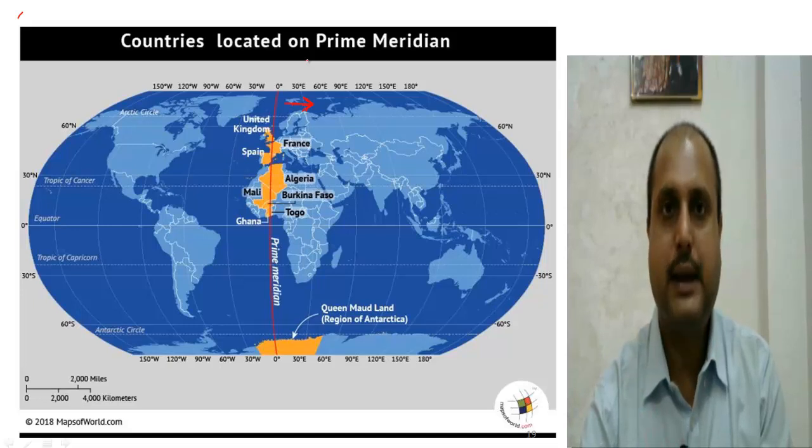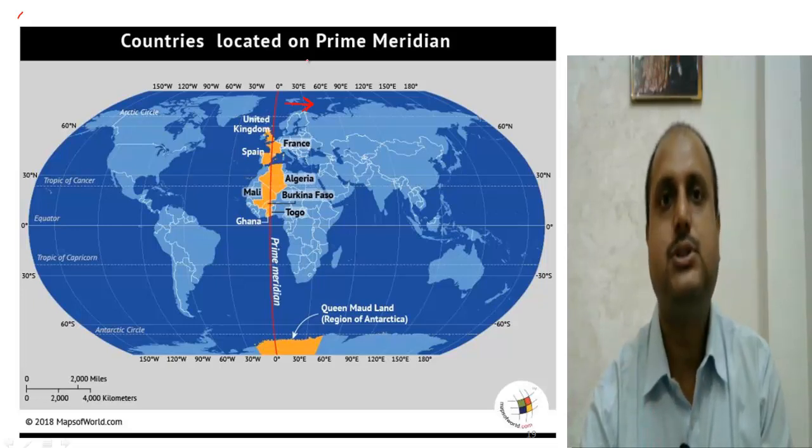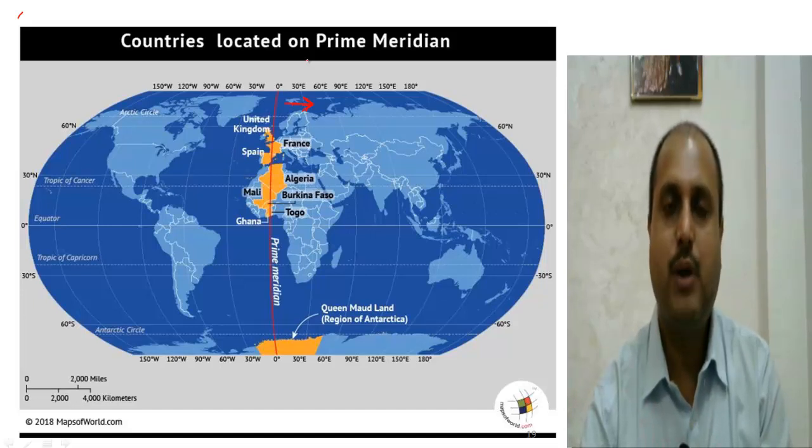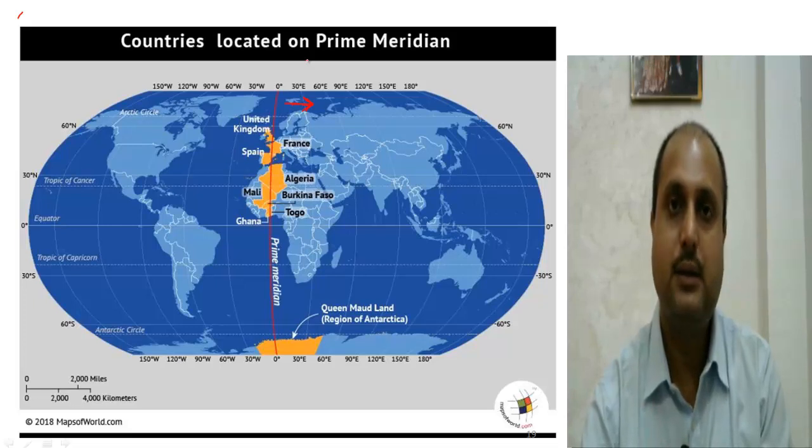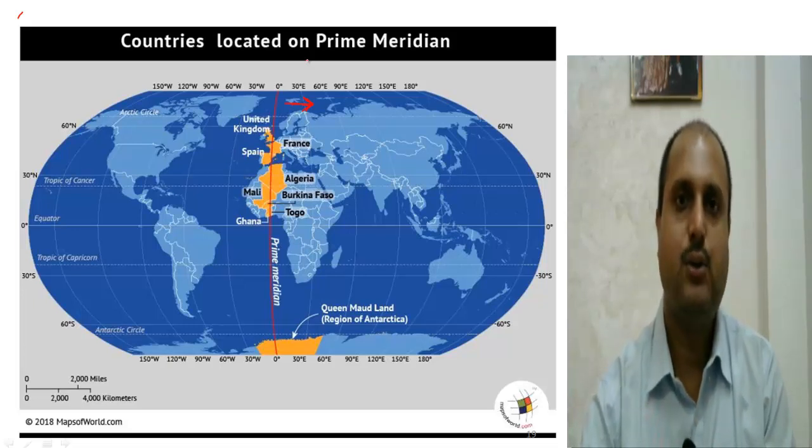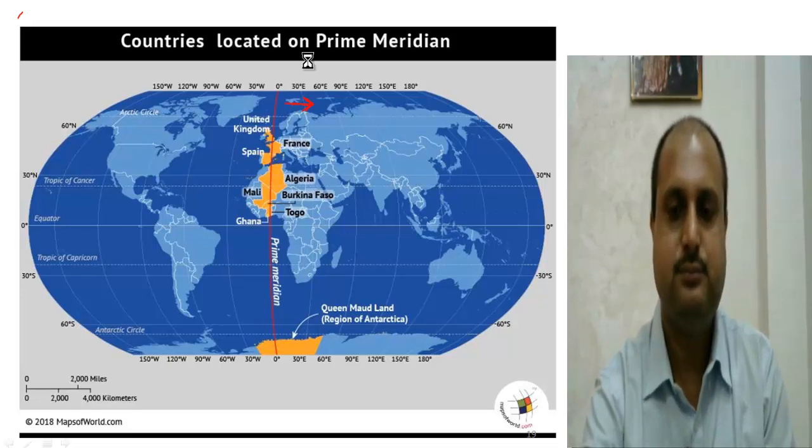You have to add that time if any country is located in the east of the GMT. At the same time you have to subtract the time if any country is located at the west of the GMT. So this is the idea of how to determine the time of different places. I hope it is clear for everyone.